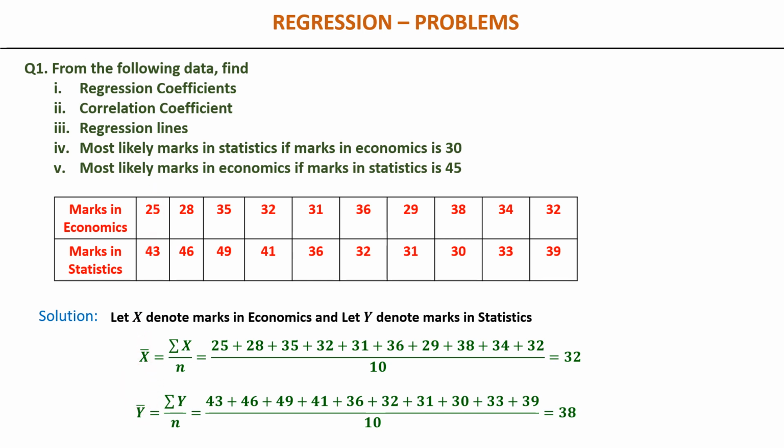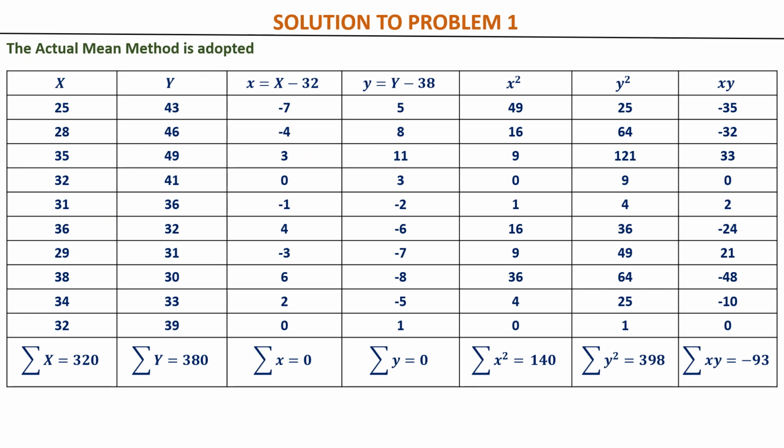So let's use the actual mean method as I'm showing it here, but the method you could choose as you wish. So as I said, since the mean of x and y are integers, I have adopted the actual mean method here, and I have taken the deviations of x from the mean, which is 32, and called it small x, and taken the deviations of y from the mean of y, which is 38, called it small y. So when we take the deviations from the mean, we get summation of x and y to be 0. That's one check that we are right. So let's check that first before we go into square and multiply.